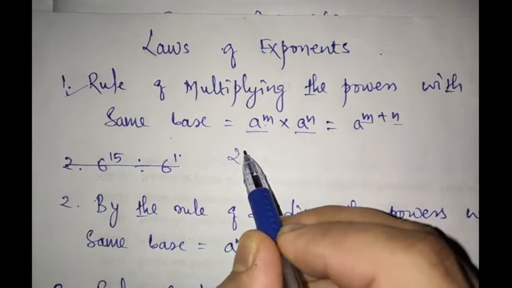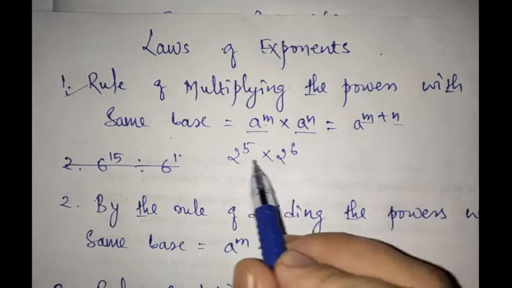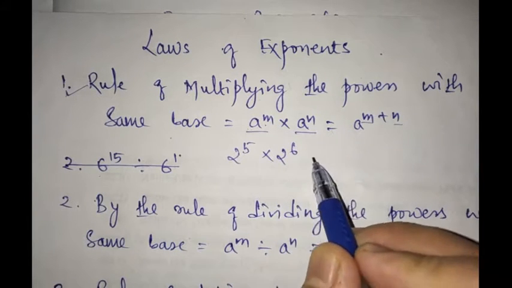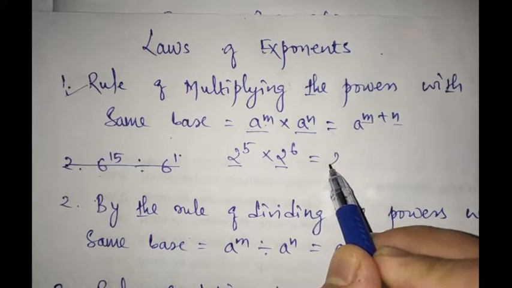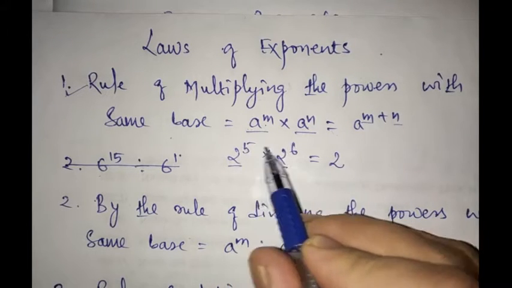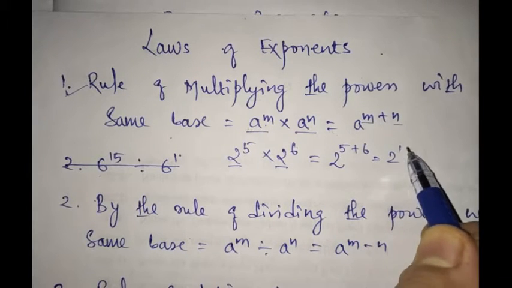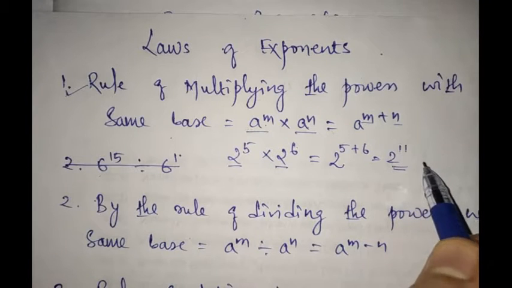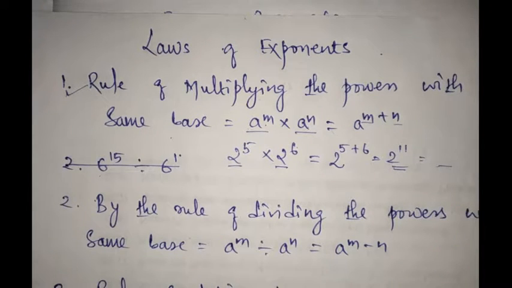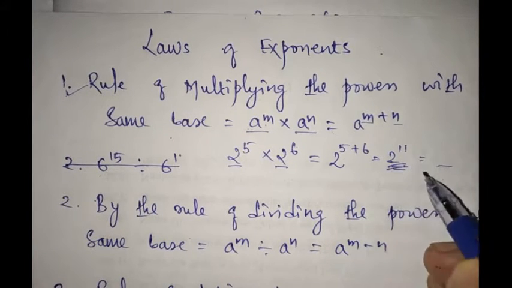Suppose you have 2 to the power 5 into 2 to the power 6. If you have to simplify this and write it in the exponential form, then you have the same base, right? Then you can write one base here and add the exponents, that is 5 plus 6. This will become 2 to the power 11. So this is the exponential form and this is the simplified form. Now you don't have to write its value if they have not asked you to. If they have asked us to write the exponential form, you will end up here.